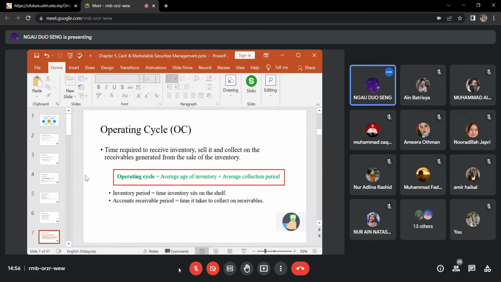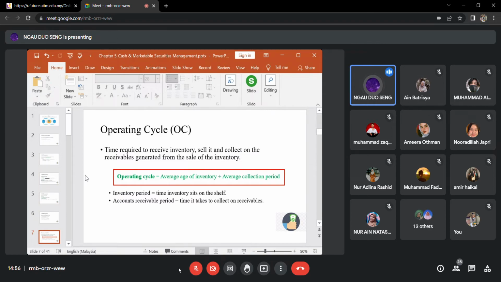Daripada saat you terima raw materials, you receive the raw materials atau inventory lah, then you produce. Well, you produce to a finished good, dah siap products, then you jual, you sell it, then you collect back your money. So this one kita panggil operating cycle. So starting from you receive your raw material until you collect back your money from customers.